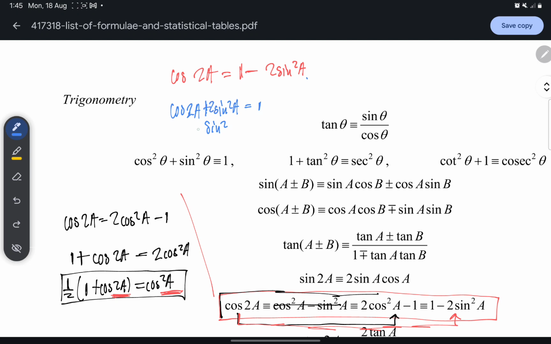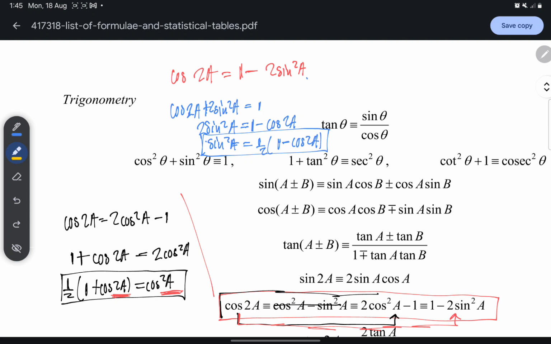So now I'll take cos 2a to the other side. I'll have 2 sine squared a is equal to 1 minus cos 2a. Then I take 2 to the other side. I'll have sine squared a be equal to half, then 1 minus cos 2a. So do you see for sine squared, it is what? Half 1 minus cos 2a. Remember, you should double the angle.